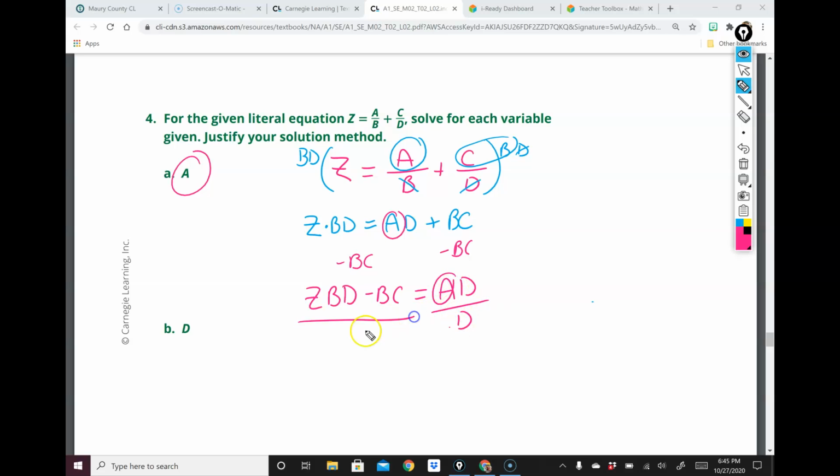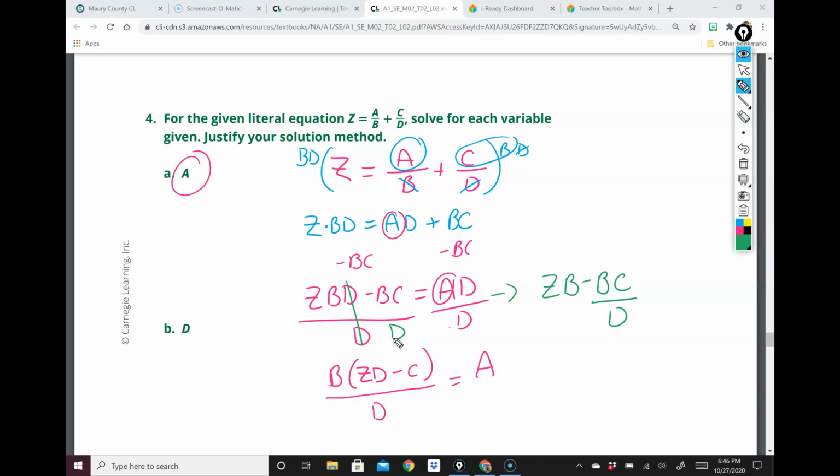Then I'm going to divide everything by D. So if you notice up here, I have a B and a B that I can factor out, which would leave me CD minus C all over D, which equals A. Another way that you can think about it is if I keep it like this, these cancel out and it leaves me ZB minus BC over D equals A. So A would equal ZB minus BC over D.